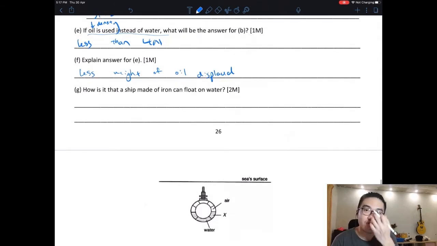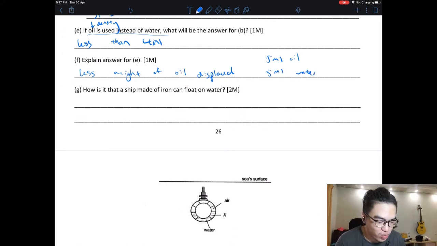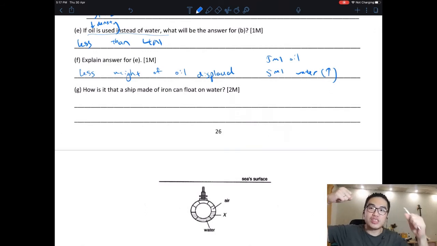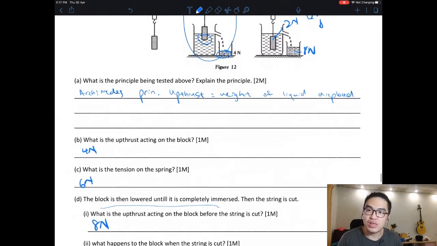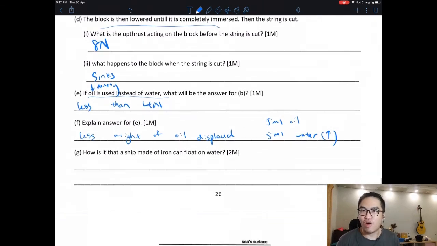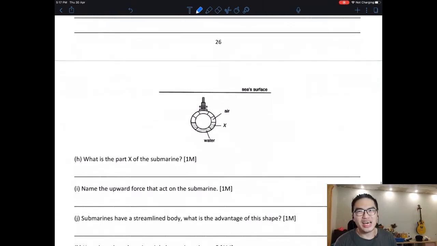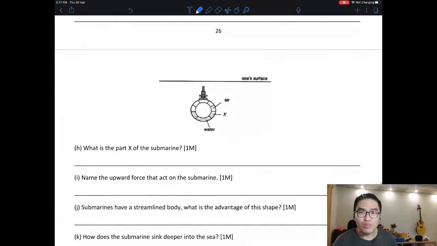I hope you understand, because if I push away 5 ml of oil and I push away 5 ml of water, the 5 ml of water is going to weigh more. A bucket of water weighs more than a bucket of oil because oil is lighter. So now I'm talking about how much volume I pushed away. I pushed away 4 Newton here. I'm not going to push that much oil away, because oil is lighter. I hope this makes sense.